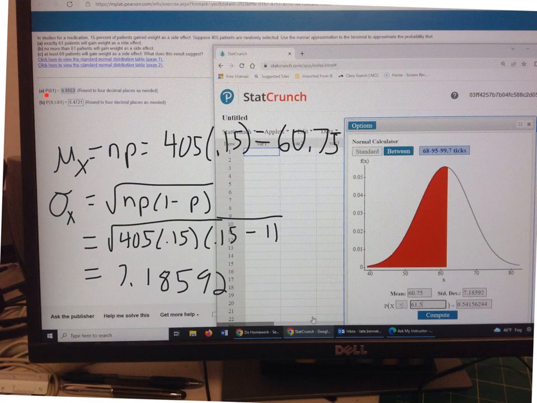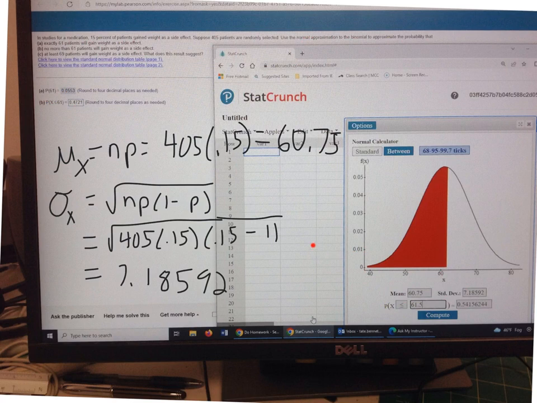If you were doing this one with the StatCrunch, you'd have to click on between, and you'd have to go half a unit on each side of 61. So you have to go between 60.5 and 61.5. So you click on between, keep the same mean and standard deviation, and you go 60.5 and 61.5, and it should give you that answer. So you can do these with StatCrunch.